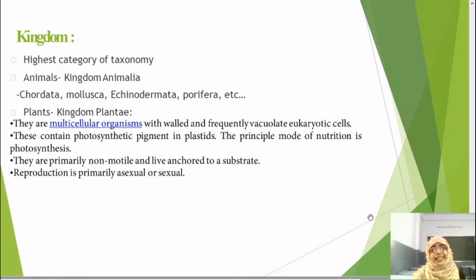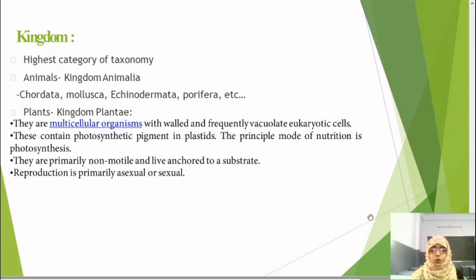So reproduction is primarily asexual or sexual. Asexual is nothing but from a single parent you can produce offspring. Whereas in sexual reproduction, two parents contribute to form a new offspring. You call that sexual reproduction. Whereas in asexual reproduction, a single parent is involved to produce new offspring. In animals, it is not possible to reproduce through asexual reproduction. It is only possible in animals to reproduce through sexual reproduction, where two parents are involved to produce a new generation. Whereas in plants, there are certain plants or organisms which are produced through asexual reproduction.